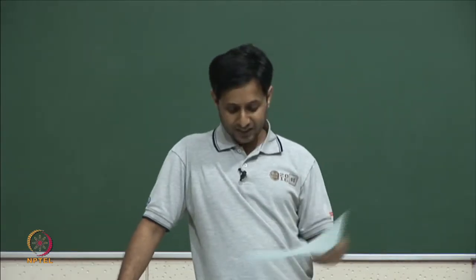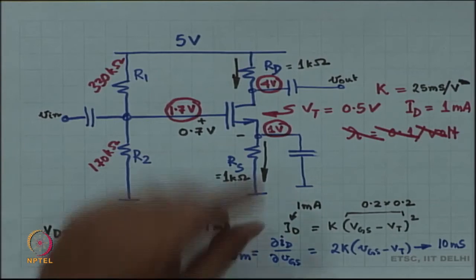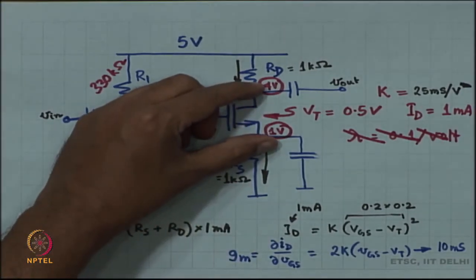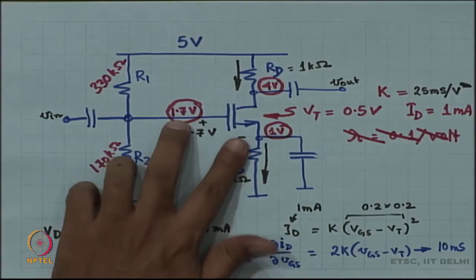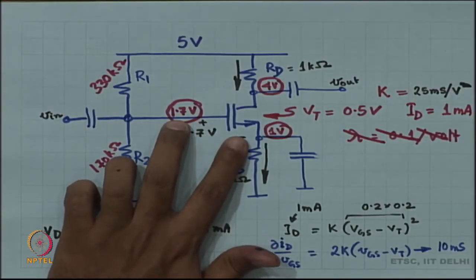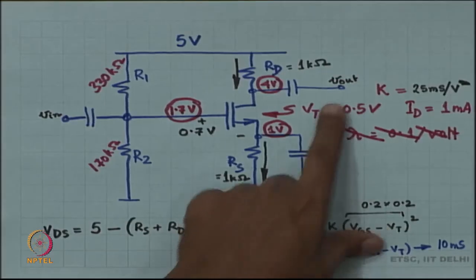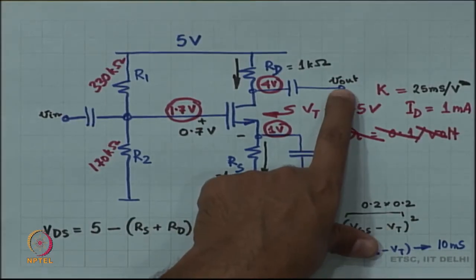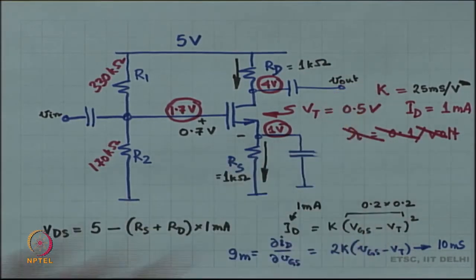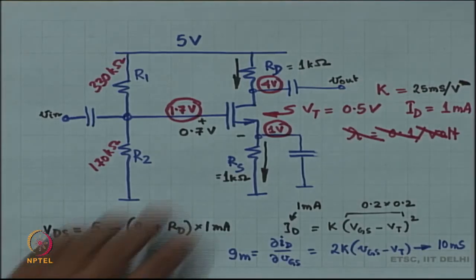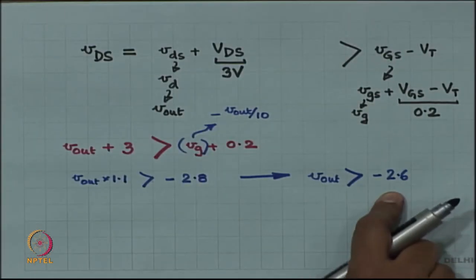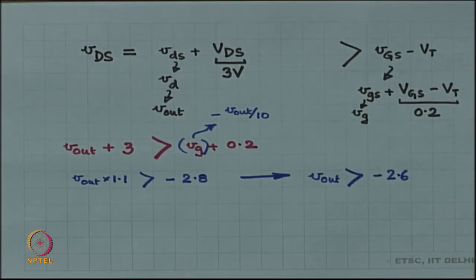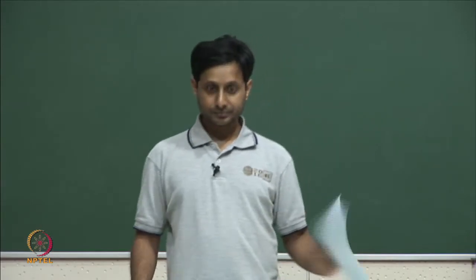So, just by observing that the drain to source voltage has to be always greater than gate to source voltage minus V t, I found a limit as to how much can possibly be the amplitude of V out. V out can't dip by more than minus 2.6 volts, because if it does so, then the MOSFET will move out of saturation. It will fall into the linear region of operation, and that is not very good. Okay.